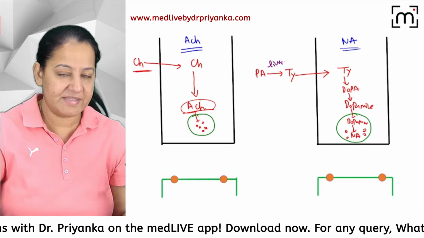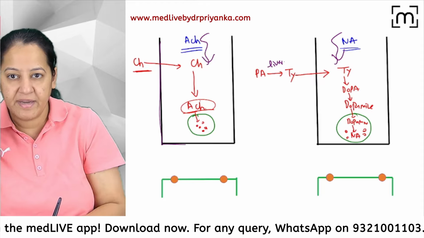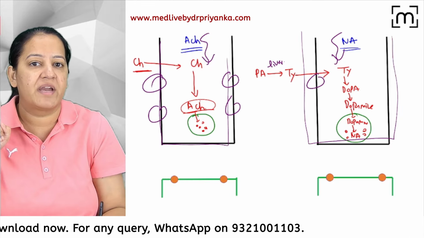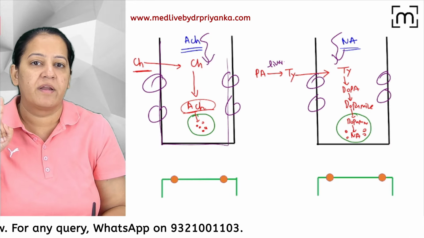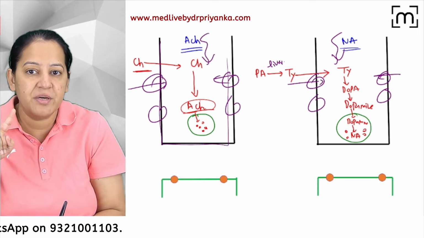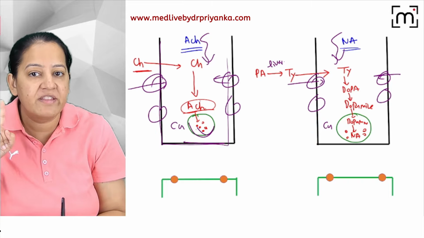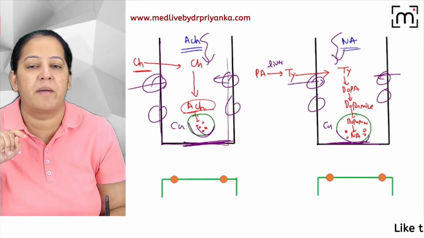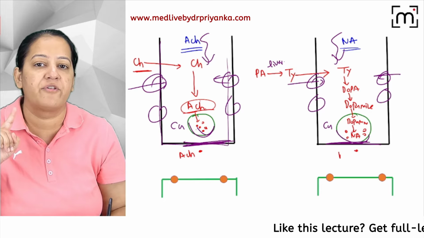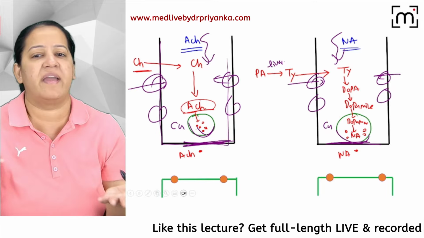Now the release step is the same in both of them. When an impulse comes, the membrane gets depolarized here and here. So calcium channels open here, and here also. Once the calcium channels are open, calcium influx takes place, here also. Once the calcium is in the cytoplasm, what does the calcium cause? Fusion of the vesicle with the axonal membrane. Once the fusion occurs, acetylcholine is released here and noradrenaline is released here. So the release step is the same, via calcium influx, in both of them.